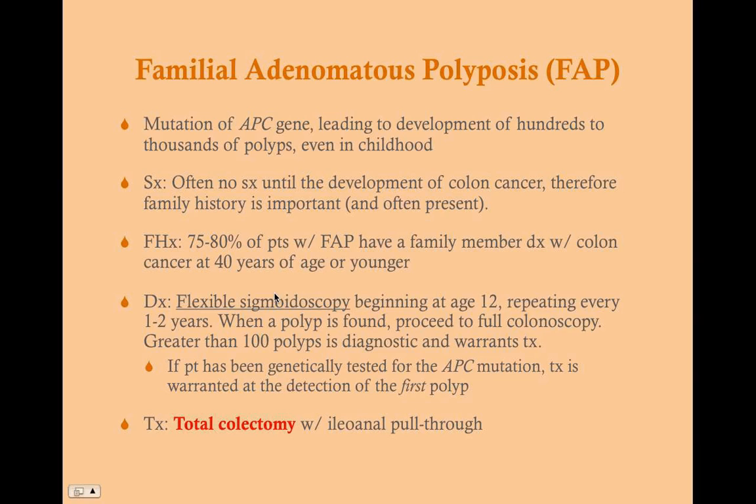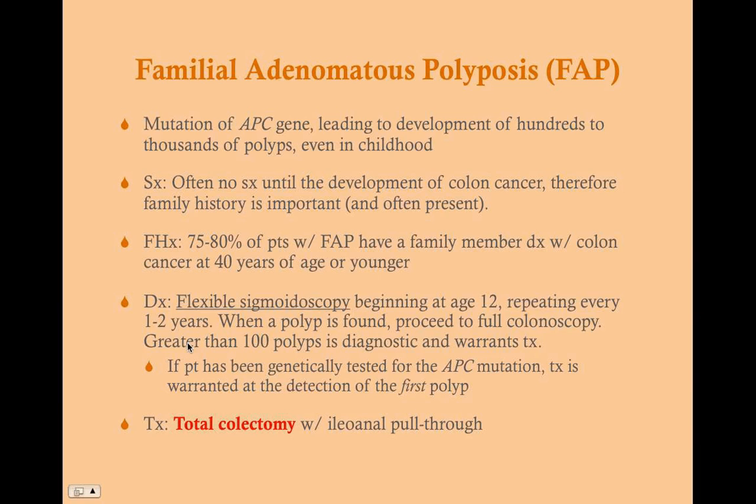So if they don't have genetic testing, we don't make the diagnosis when we just find one polyp on the flexible sigmoidoscopy, because that could just be a polyp. We could all get polyps. So unless they have genetic diagnosis, we're going to be doing the flexible sigmoidoscopy beginning at age 12 and repeating every 1 to 2 years, or the flexible sigmoidoscopy at whatever age they told you they've got a family member with colon cancer less than age 40. Once you find a polyp on flexible sigmoidoscopy, then you will proceed to a full colonoscopy.